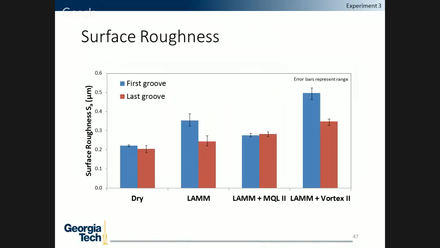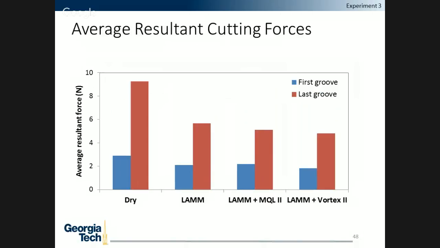In terms of surface roughness, the only interesting result was that dry led to a smoother surface than any of the LAMB conditions, and that's because dry had the most tool wear. Because of tool wear, the tool had a burnishing effect on the bottom surface of the groove, which smooths the surface because of the dull cutting edge.